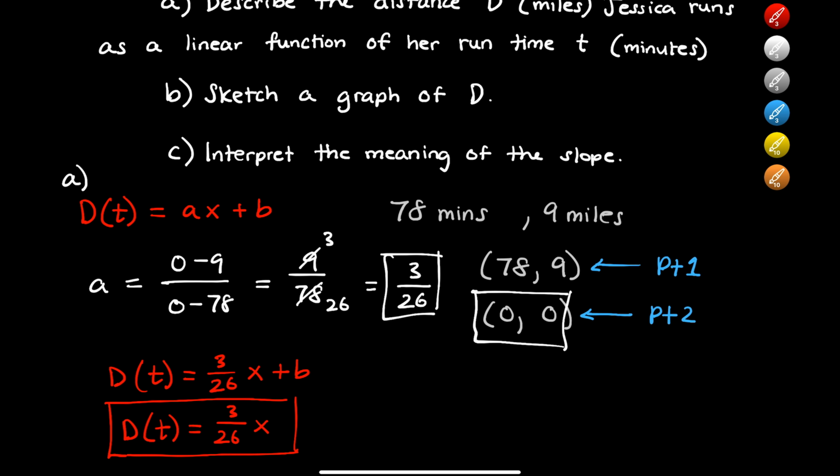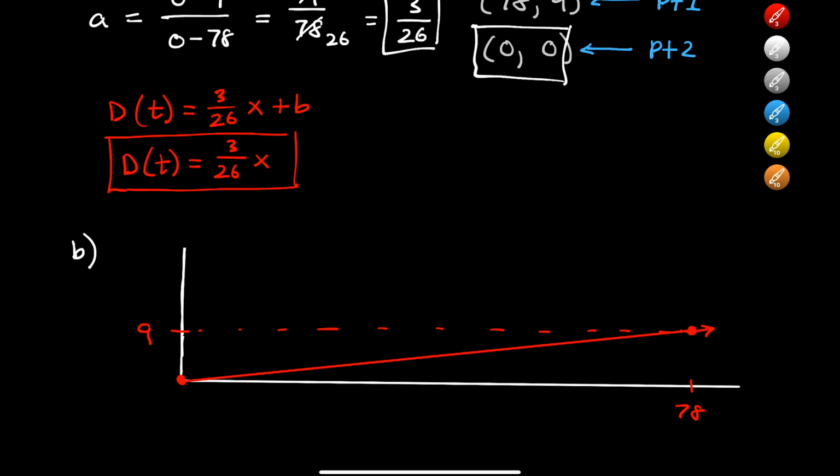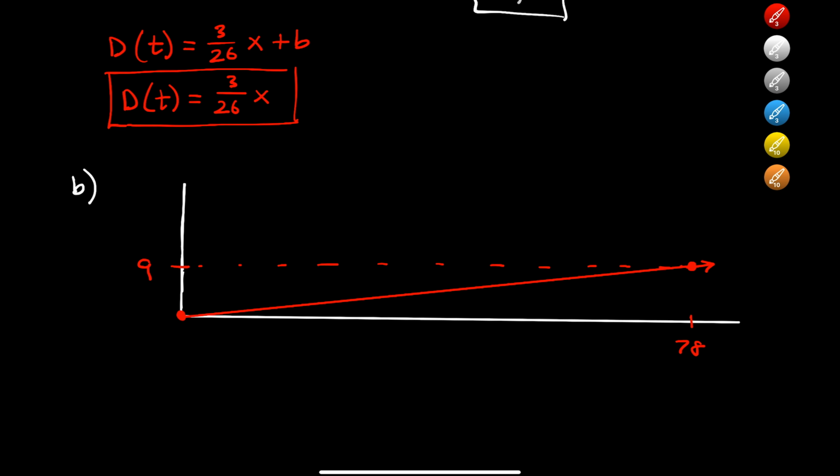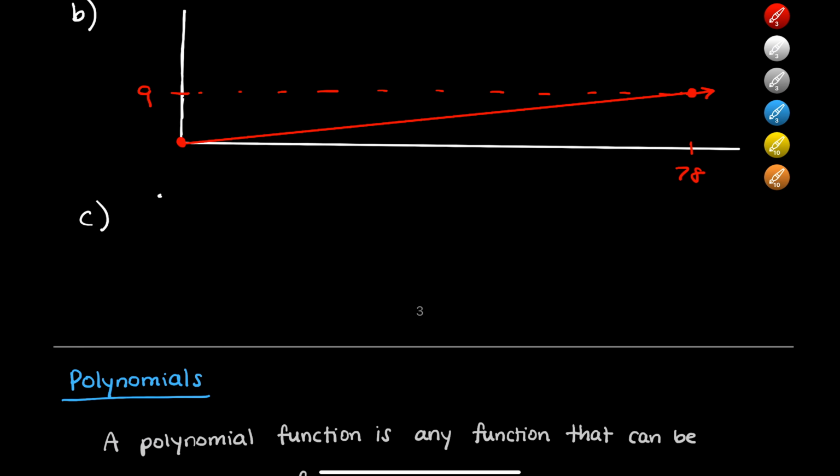Now interpret the meaning of the slope. So this slope, which is 3 over 26, is, well, the slope describes the distance in miles that Jessica runs per minute, and in that sense, it is known as the velocity, because it is 3 over 26 miles per second, which is a unit of velocity. Sorry, it was miles per minute.